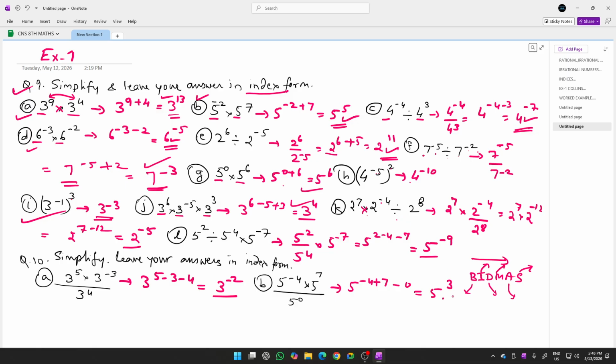So first you are going to do division, because D comes first and multiplication comes afterwards. See, D for division, M for multiplication. D comes before multiplication. So what you do is you do this division part. There's a division over here, so do this first.